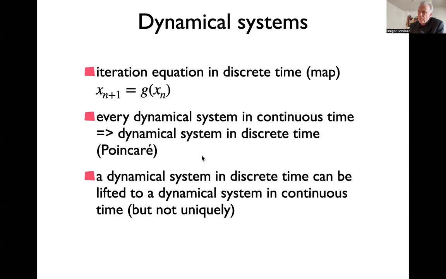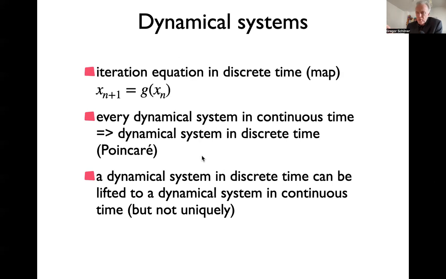And in the reverse direction, you can do a lift. That is, you have a discrete time dynamical system, and then you can write down a continuous time dynamical system that has that discrete time dynamical system when you do the Poincaré cut on that. That's not unique. There are multiple ways you could do that. So that is of interest to mathematicians.